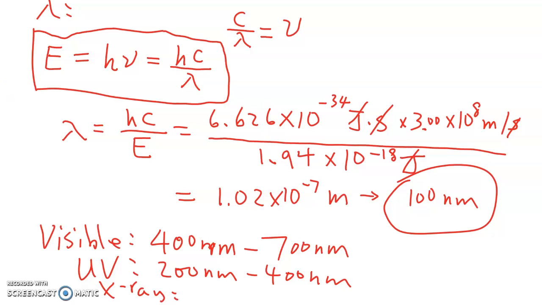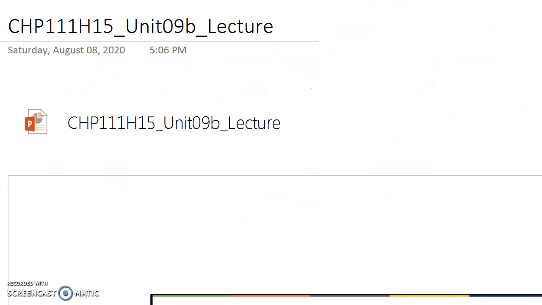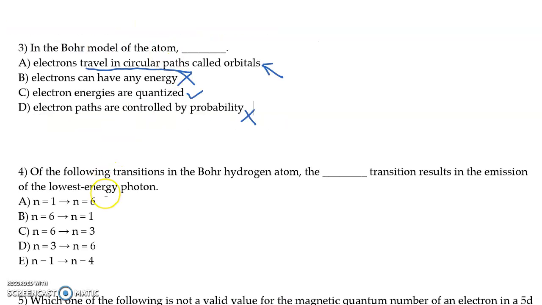Okay, now let's work on some exercise. Okay, let's look at number 4 over here. Of the following transitions in the Bohr's hydrogen atom, which transition results in the emission of the lowest energy photon? Okay, so the question asked, the first thing is emission. That means it must start from an excited state and fall back to a lower state. Let's look at this one.